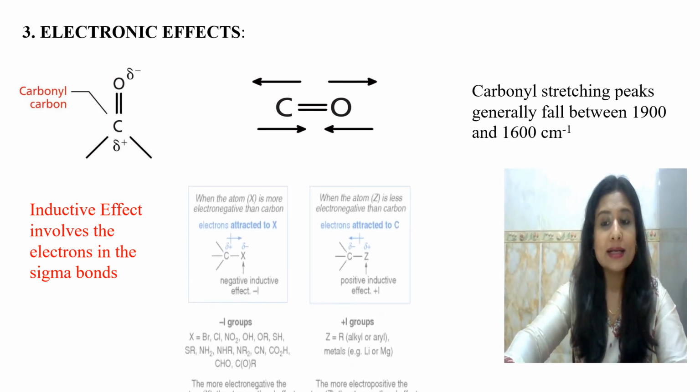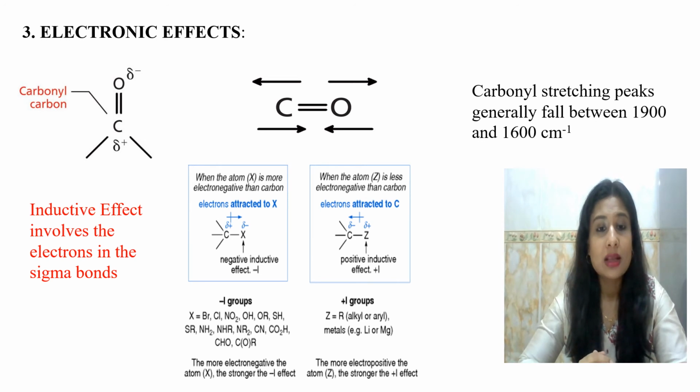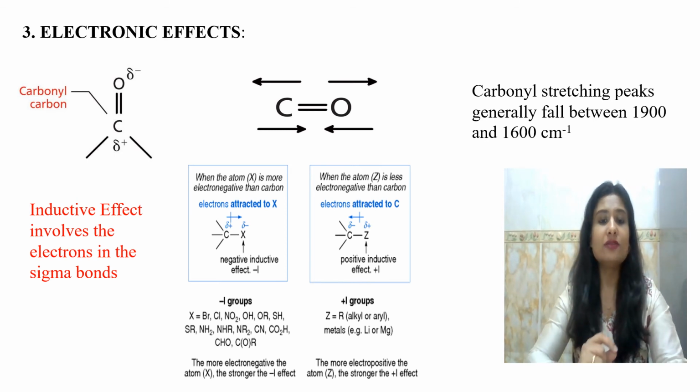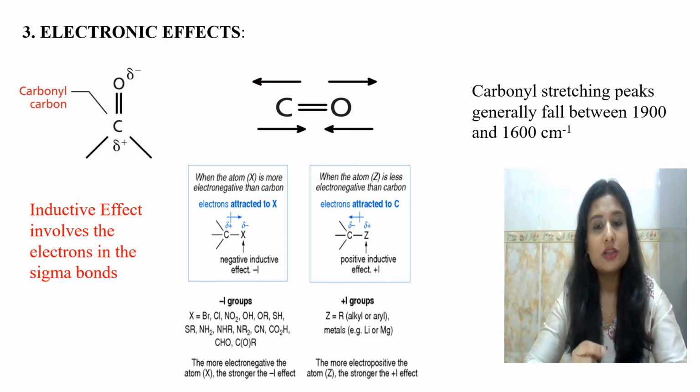Okay? Inductive effects can be of two types. You can see in this diagram, when the atom attached to the carbonyl group attracts the electrons towards itself, it is called the minus I effect. And when the atom is less electronegative than carbon, then it is called the plus I effect. Now the following groups show minus I effect and plus I effect. So according to the particular group present in the molecule, we can know whether it will show a minus I effect or a plus I effect.